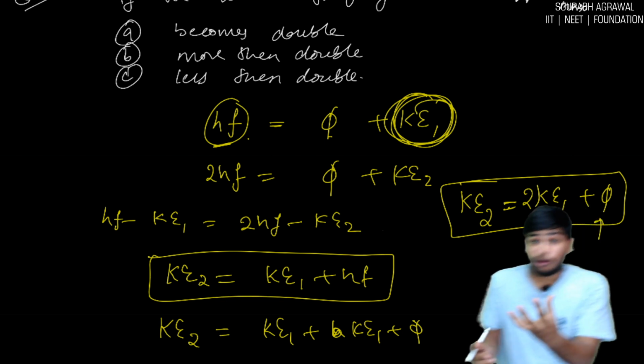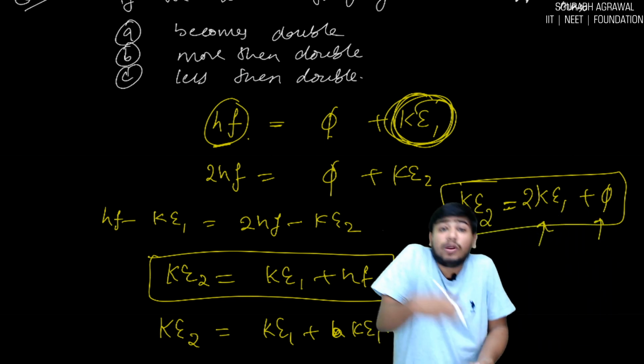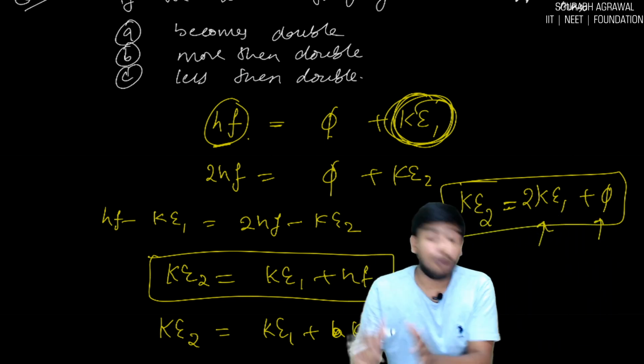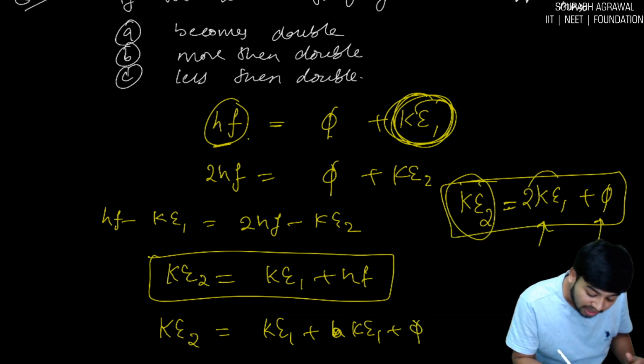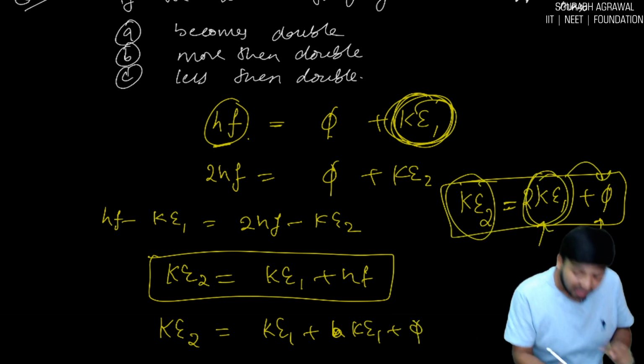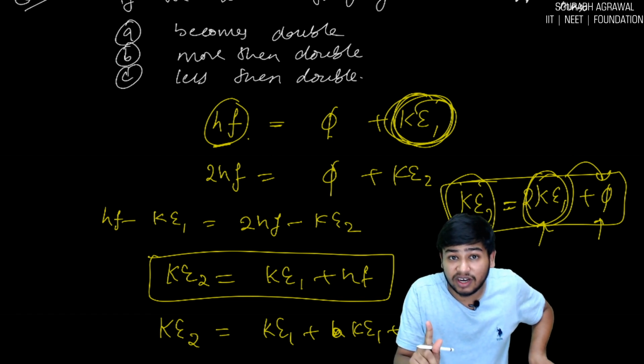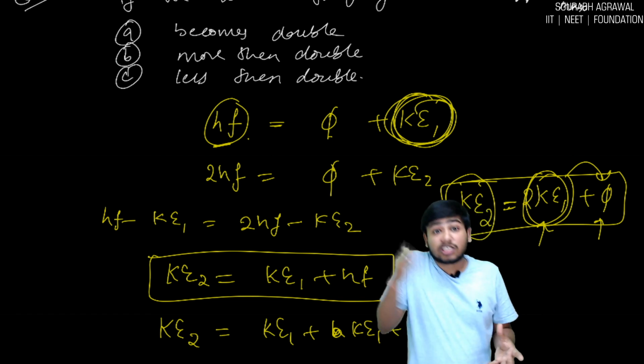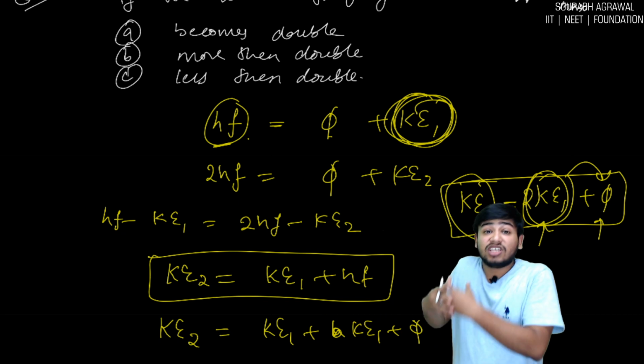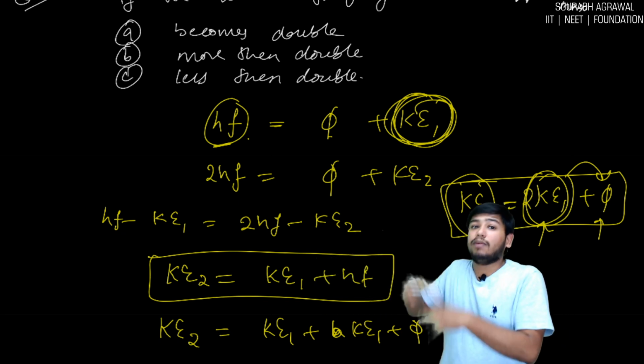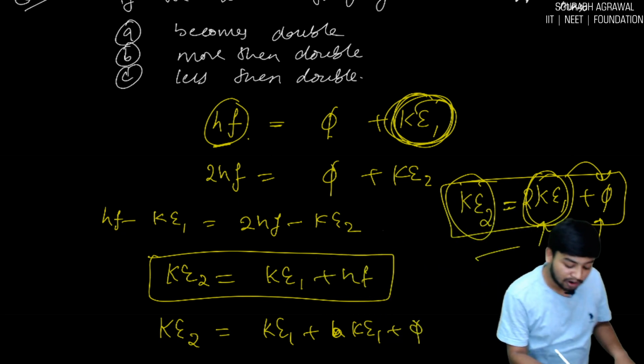Phi is some positive energy that is required to break the bond. So kinetic energy 2 is more than twice the initial kinetic energy, which is kinetic energy 1. Double plus phi. So that means the kinetic energy now is more than double of the initial.